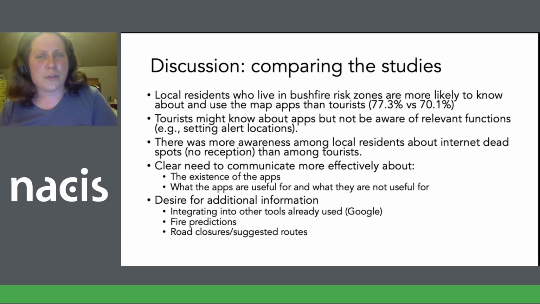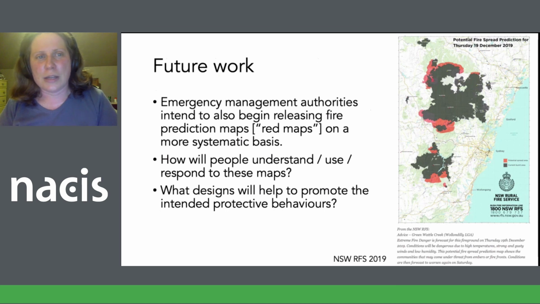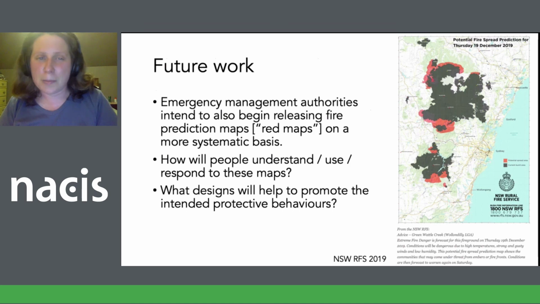So in terms of our future work in this area, the emergency management authorities in Australia are intending to begin releasing fire prediction maps, what they call red maps, on a more systematic basis. Here you can see an example of one that was released during Black Summer. This has not been commonplace in Australia, but there's, I think, increasing political pressure for agencies to release these kinds of maps.